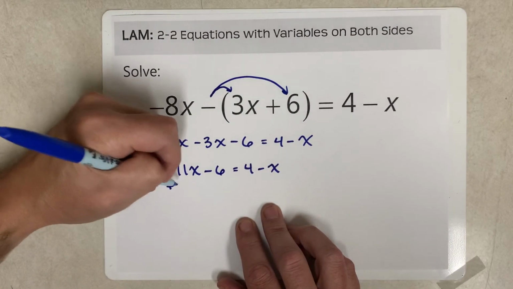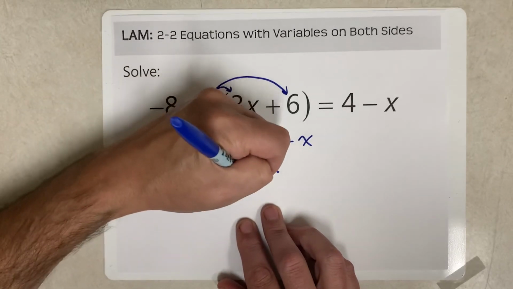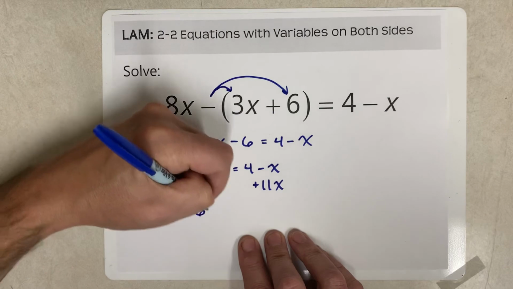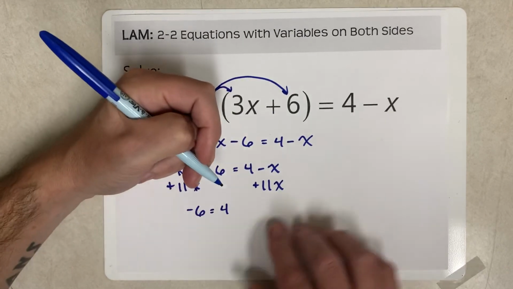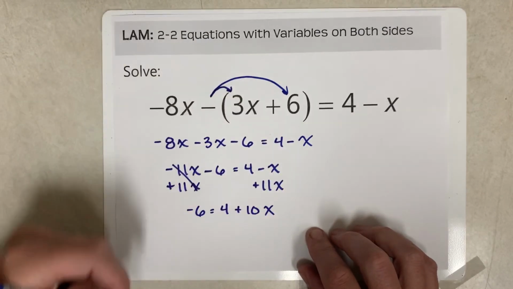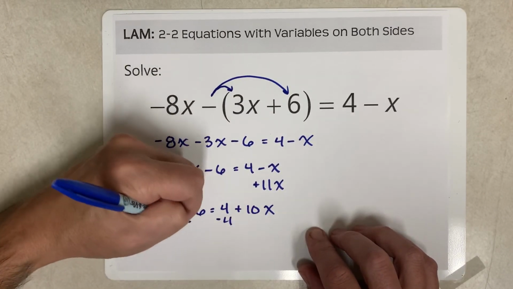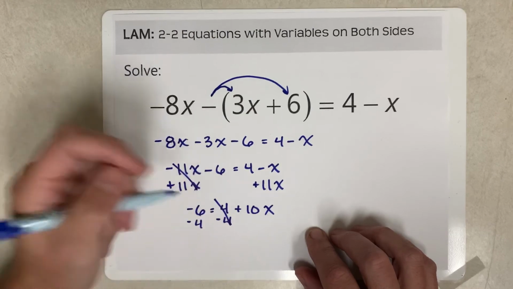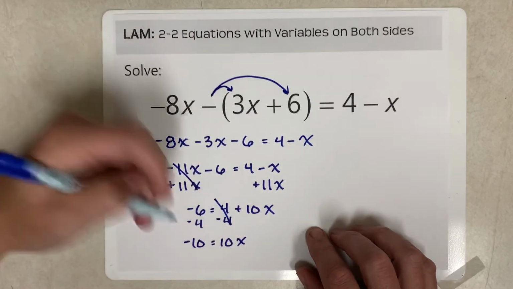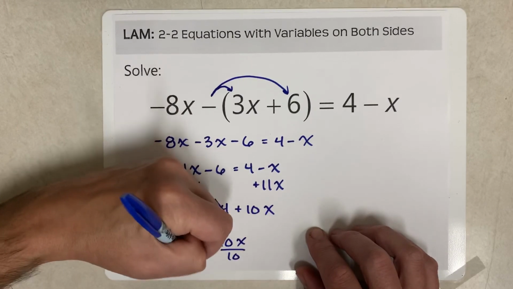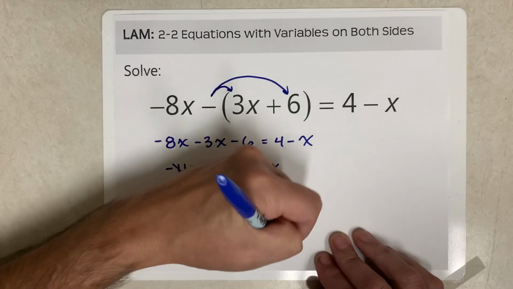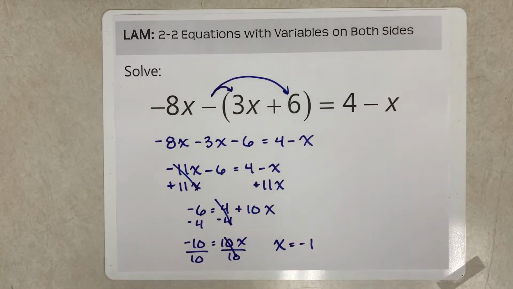I'm going to add 11x to both sides. Those cancel. -6 is equal to 4. And then -1 and 11 actually make a positive 10x. I'm going to subtract 4 on both sides. Move that over. I get -10 is equal to 10x. Divide by 10. -10 over 10 is -1. And so x is equal to -1.